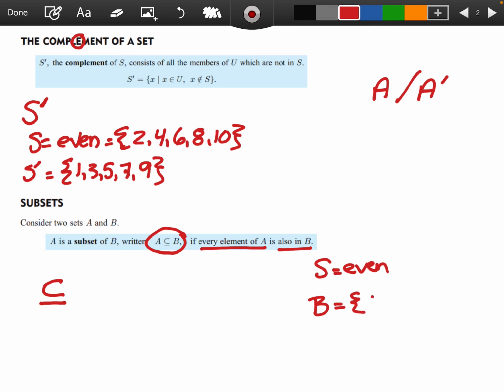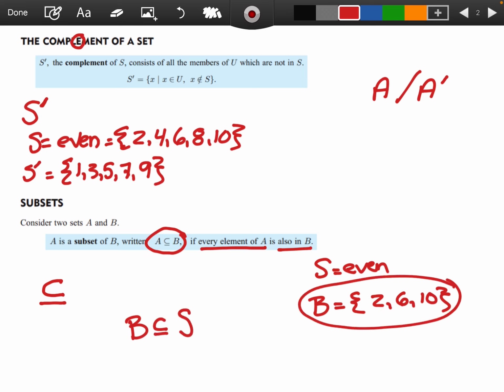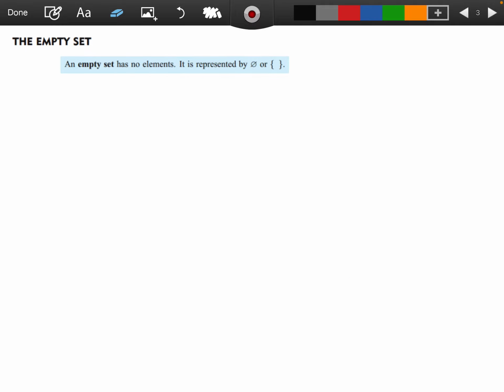Let's imagine that B is 2, 6, and 10. Those are the three elements of B. Well, we could say that B is a subset of S because every element of B is in S. So every element of B is part of S, therefore B is a subset of S.